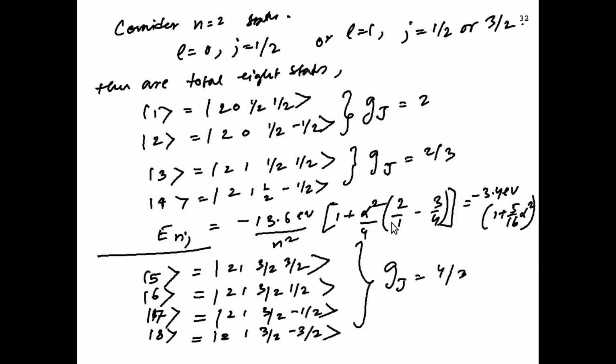Okay, now let us do one complicated case. Let us go to n equal to 2, and now we have to apply degenerate perturbation theory. So n equal to 2 has L equal to 0, J equal to half, or L equal to 1, J equal to half or 3 by 2. So there are a total of 8 states.